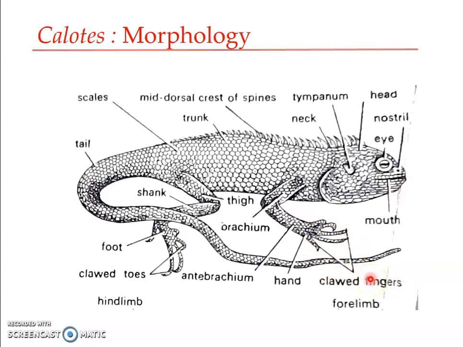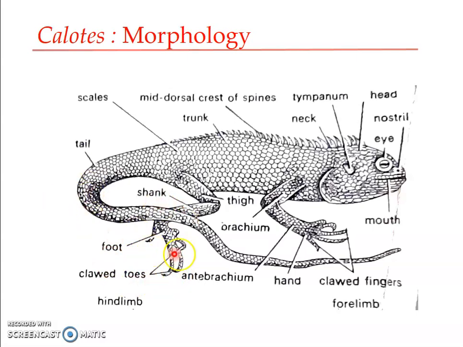While each hind limb comprises the thigh, the shank, and the foot, or pes, as it is known. Here also we have the five clawed digits, but the first digit, or the hallux, is the smallest one. So this is regarding the trunk region.